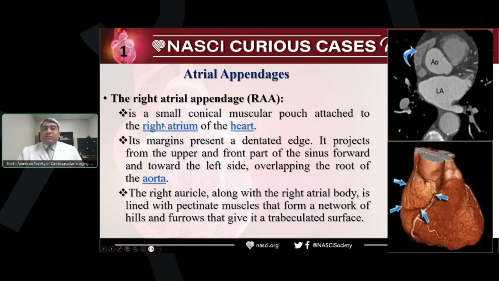The right atrial appendage is a small conical muscular pouch attached to the right atrium of the heart. Its margins present a dentated edge. It projects from the upper and the front part of the sinus forward and towards the left side, overlapping the root of the aorta, as you can see here. The right auricle, along with the right atrial body, is lined with pectinate muscles that form the network of hills and furrows that give it a trabeculated surface, as you can see here.